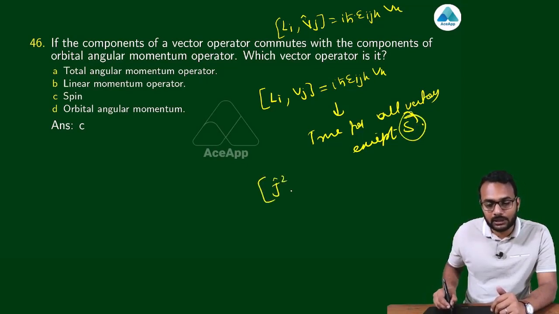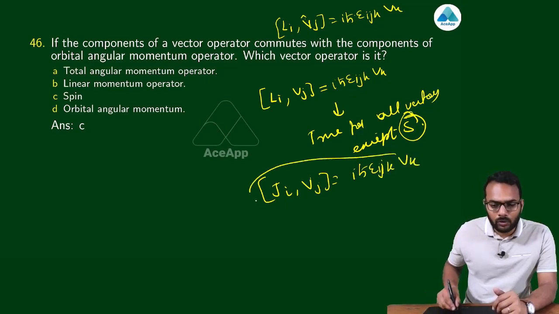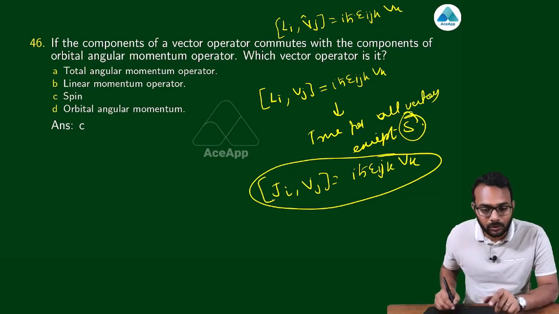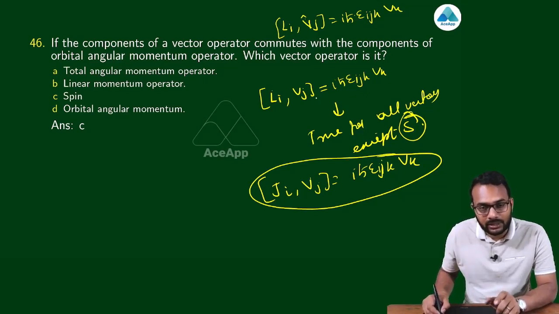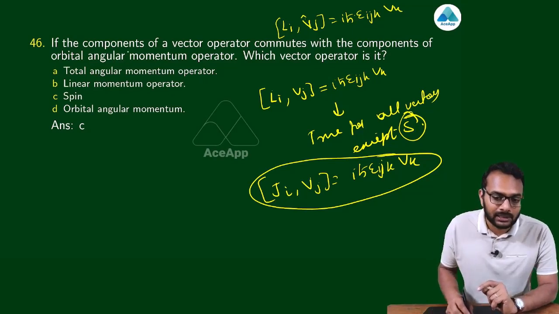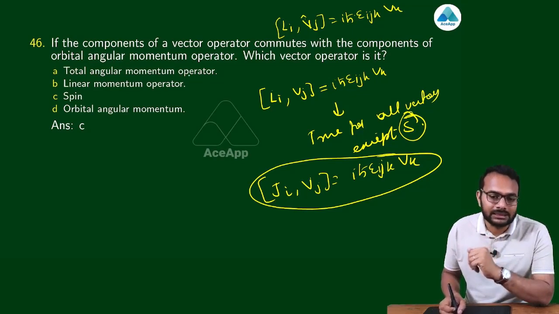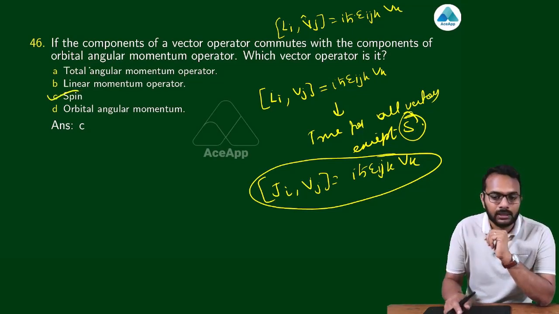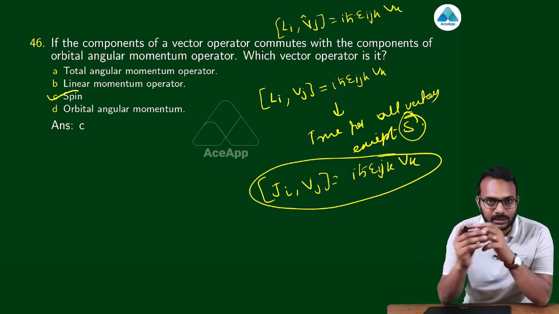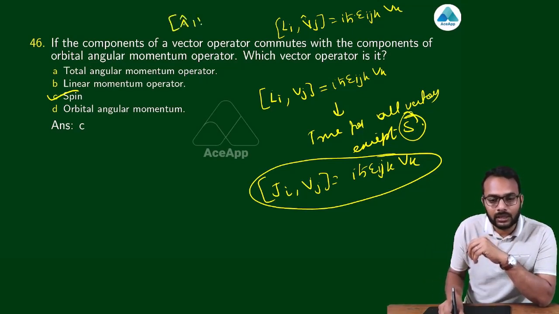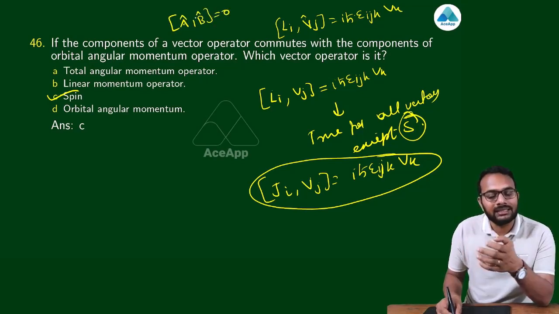So if you look at the total rotation operator, it is this. Ji with Sj, or generally Ji with Vj is equal to iħ epsilon ijk Vk, for all vector operators. This is true for all vector operators except spin. If the components of a vector operator commute with the components of the orbital angular momentum operator, which operator is it? Clearly it is spin. The commutation bracket is 0. When we say the commutator of A with B is equal to 0, then we say that A commutes with B.